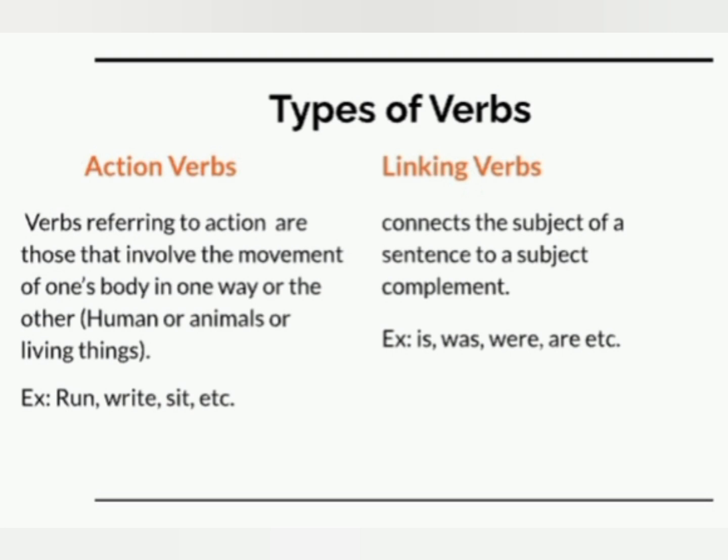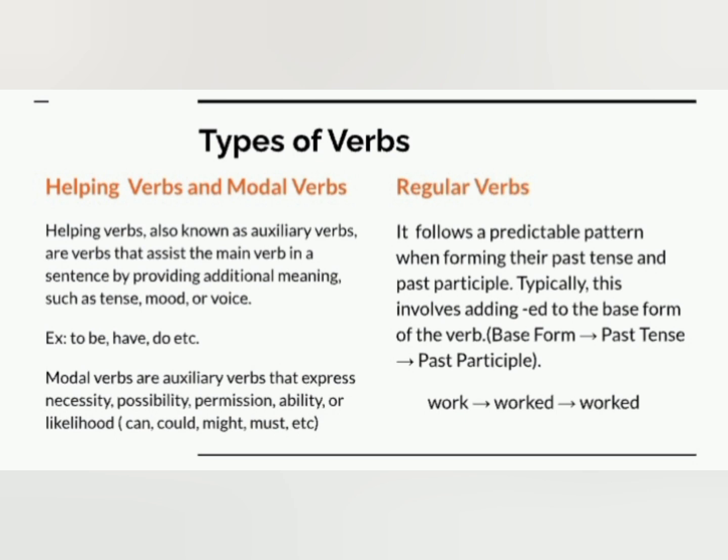Next one is helping verbs and modal verbs. Helping verbs, also known as auxiliary verbs, are verbs that assist the main verbs in a sentence by providing additional meaning such as tense, mood, or voice. For example, the to be forms, have, do. To be forms like am, is, are, have, has, had, do, did, does. These forms come under the helping verbs.